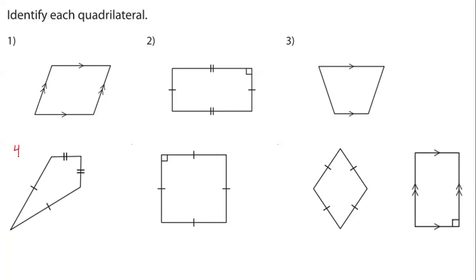I'm going to put it on the screen. This is number 4, by the way. This is number 5. This is number 6. And this is number 7. So I want us to identify what is what, or which is what. Identify each quadrilateral. Kanan, what number are you on?